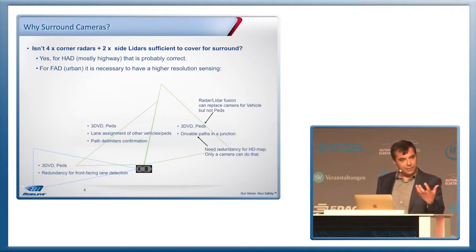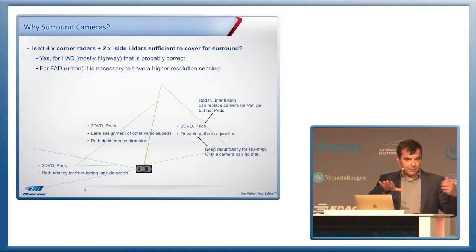Why would we need a camera looking to the side? Again, we have pedestrians, we have three-dimensional objects. We need to associate a lane assignment to the car that is on the side. So we need to read the lanes, that's texture. And also the path delimiter confirmation. So the front-facing camera understands that there is a curb there. We want to confirm that this curb exists and have the side camera see that curb.